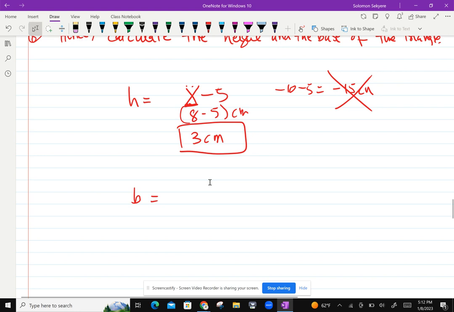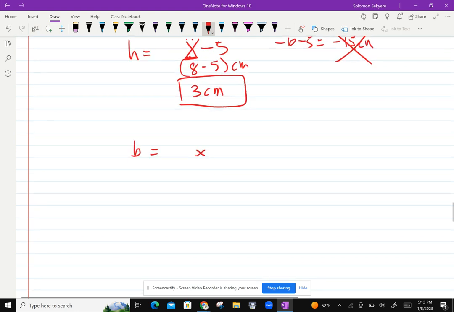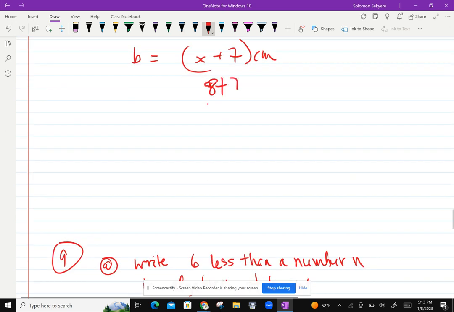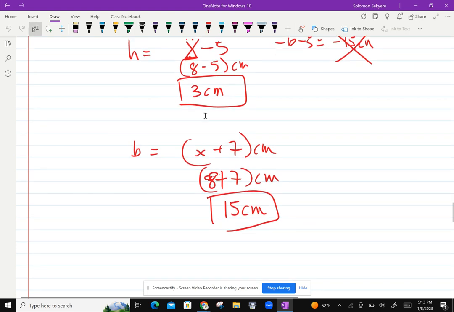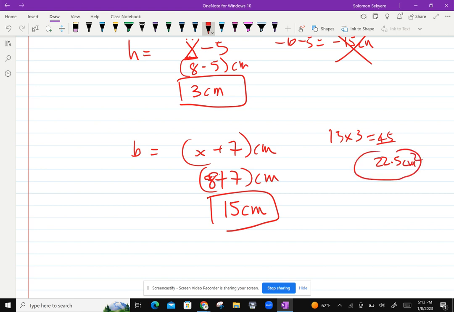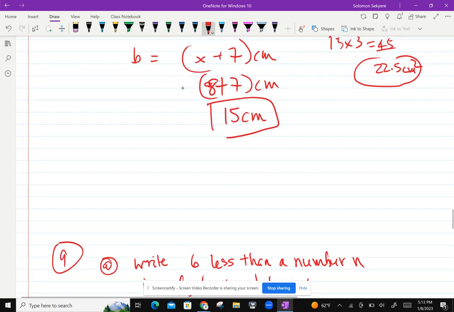Okay, and then the base is x plus 7 centimeters, right? Since we know that x is 8, it is 8 plus 7 centimeters. So the base is 15 centimeters, right? If you multiply the base times the height, it is 15 times 3, which is 45. We divide by 2, we get 22.5 centimeter square. So we double check, which is correct. You got it? All right.